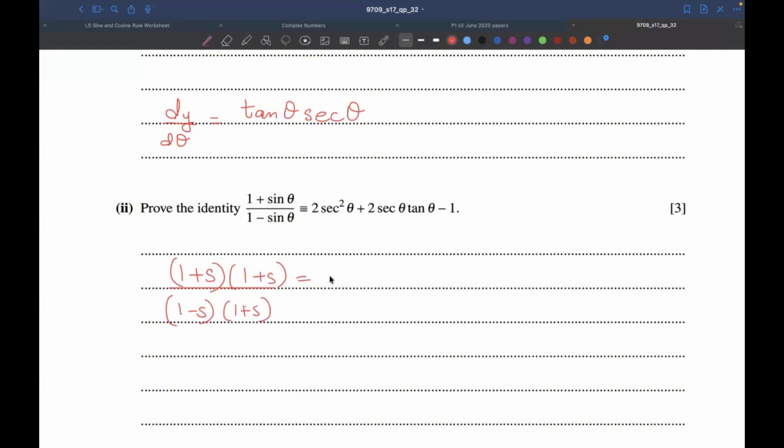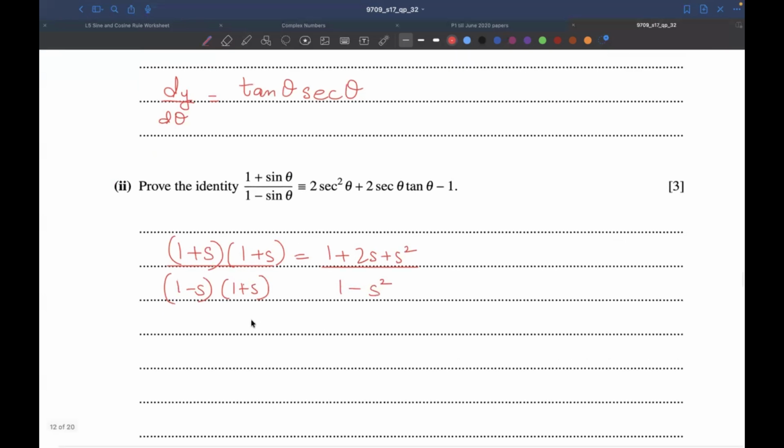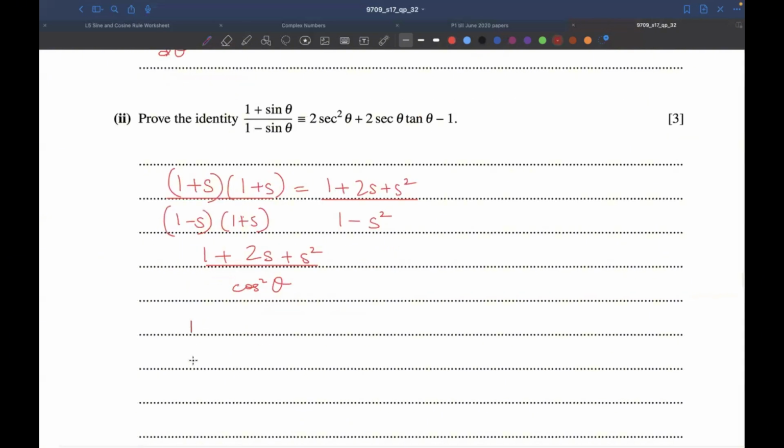So expanding the numerator, we'll get 1 plus 2 sine theta plus sine square theta, and the denominator will become 1 minus sine square theta. Now 1 minus sine square theta is cos square. So we'll have 1 plus 2 sine theta plus sine square theta upon cos square theta. Now we can divide each of the terms by cos square and write it as 1 upon cos square theta plus 2 sine theta upon cos theta into cos theta, and then plus sine square theta upon cos square theta.